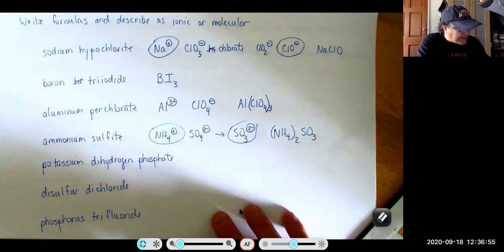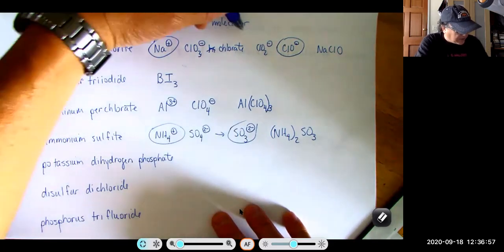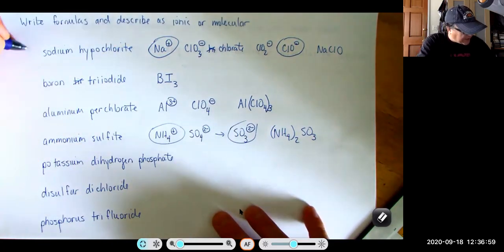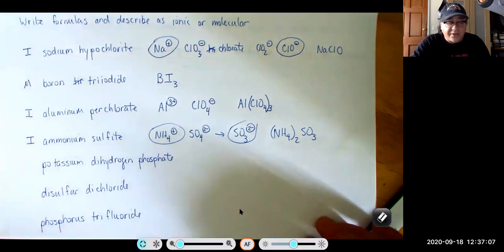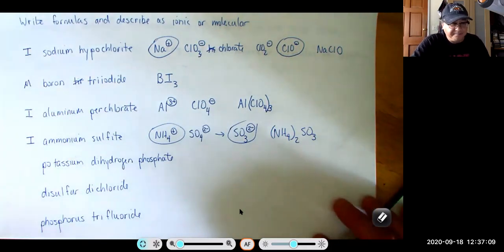Now I'm going to kind of back it up because we're supposed to say ionic or molecular on each of these. This one is ionic, this one's molecular, this one's ionic, this one's ionic. Basically, you can see by my work that the ones that have ions are ionic.